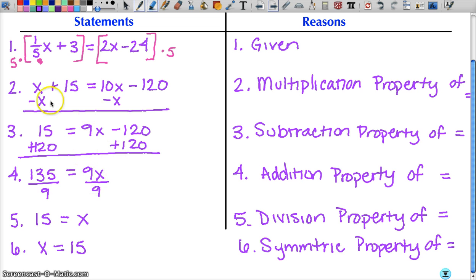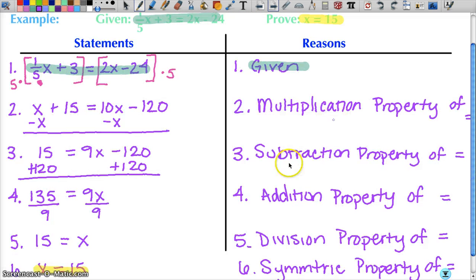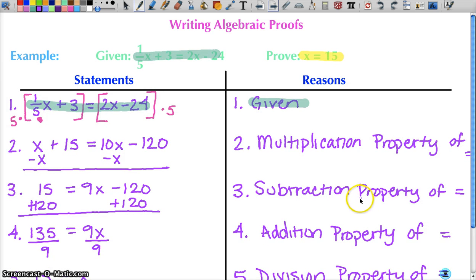Again, remember that your end result right here needs to be identical to what you are trying to prove. Your first step is always your given. Then you work with each one and justify how you got to this step, and that's how you come up with the different properties to put in your second column. When you come into class, I'll have the property sheet for you to help you see how this works, and then we'll do some practice with it.